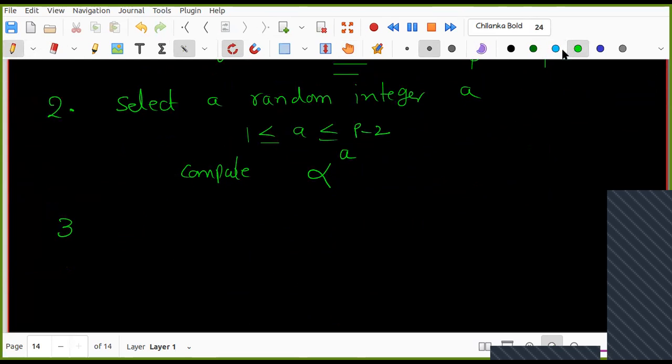Now that is the public key, and what is the private key? Public key and private key. The public key: p is public, the prime is public, alpha is public. What is alpha?